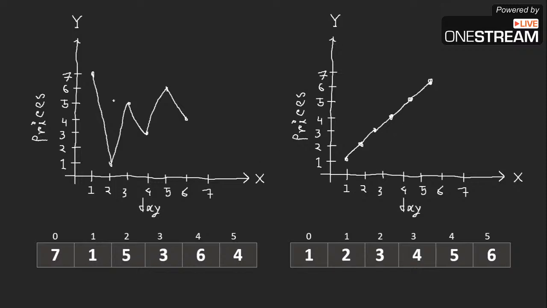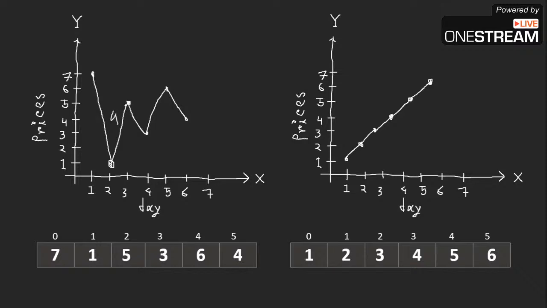Now if we compare each pair, we have 7 and 1. We see 7 is a high price and 1 is a low price. So we cannot buy at 7 and we cannot sell at 1. Now let's compare this pair since we are allowed multiple transactions. Here we see this is a low price and this is a high price. So if we buy here and sell here, we can make some profit. So we'll have the profit here. 5 minus 1 is 4.